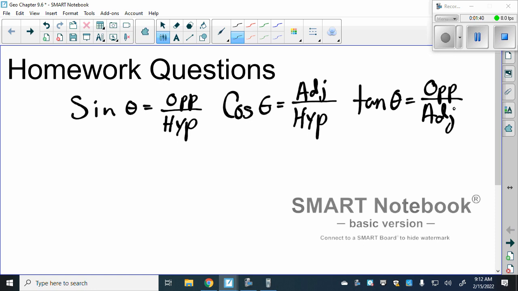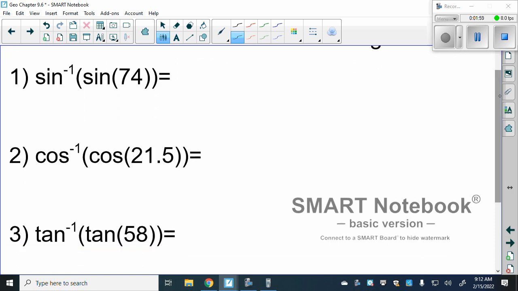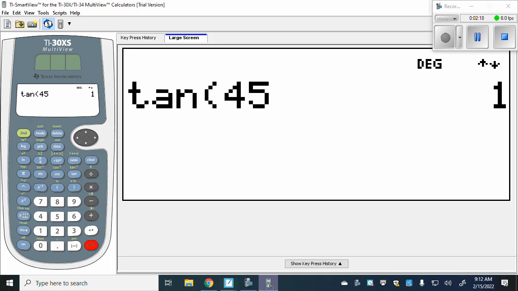Now, the last thing we can solve for is angles. If we're given the side lengths, we can solve for the angles. But the issue is getting the angle out of sine, cosine, or tangent. So we need a way to get the angle out, and what we can use is something called inverses. Sine of an angle gives us the ratio of sides, so the inverse would give us back the angle. So let's look at these. We can type these in a calculator.